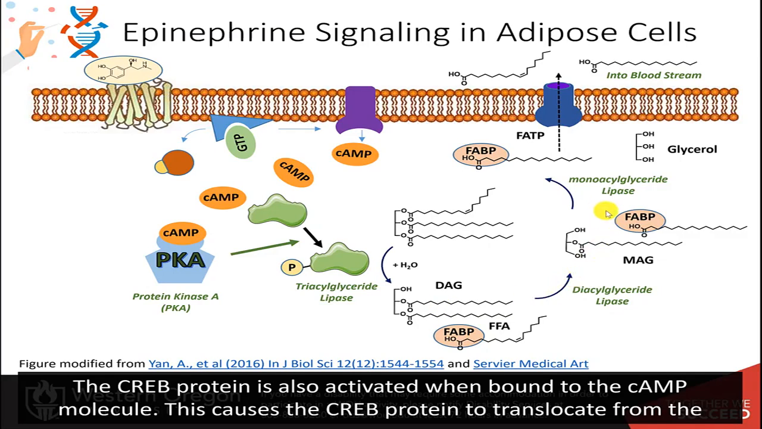Other constitutively active lipases cleave the other two remaining fatty acids from the glycerol backbone. Fatty acid binding proteins chaperone the free fatty acids within the cytoplasm. Proteins such as fatty acid transport protein, FATP, are used to excrete the free fatty acids into the bloodstream.